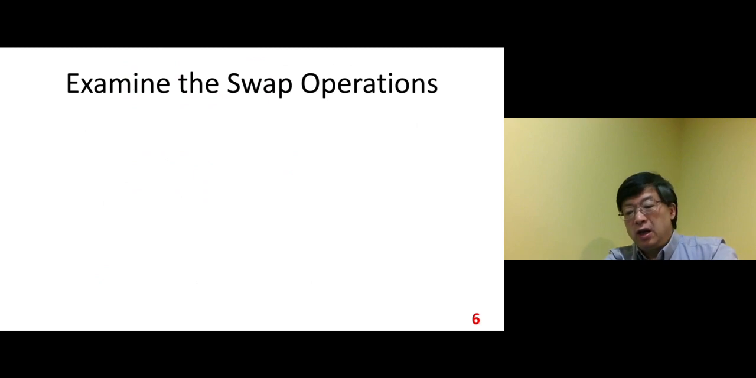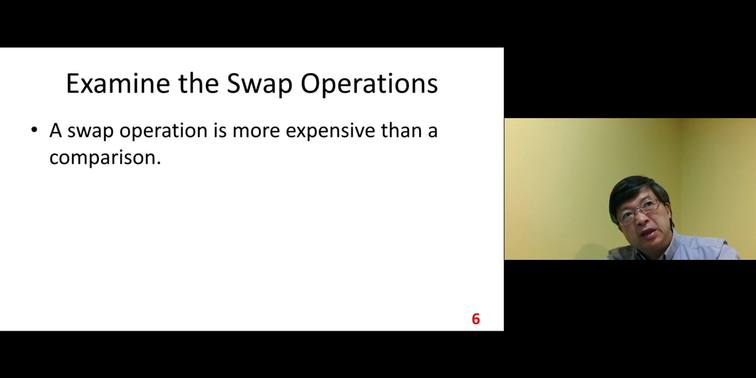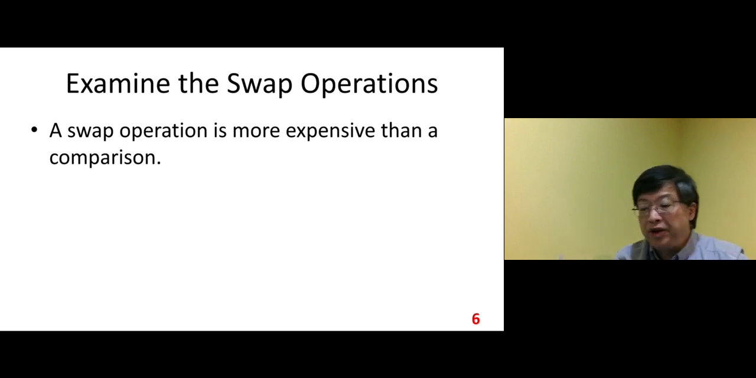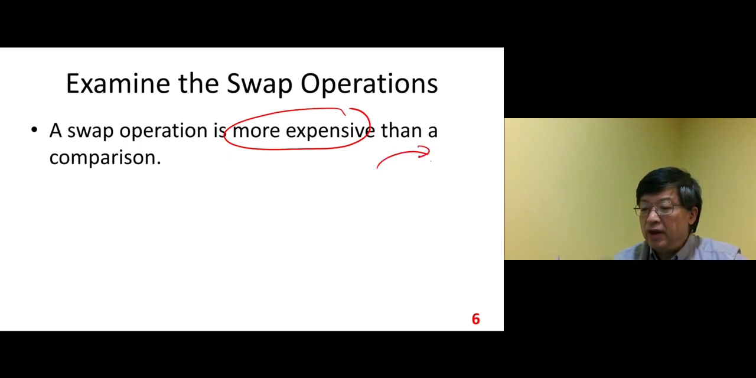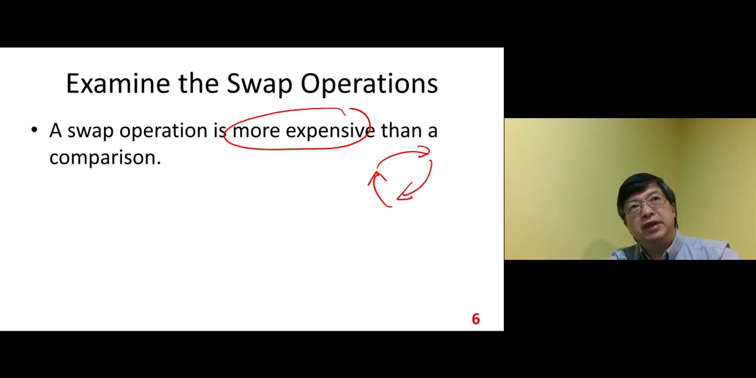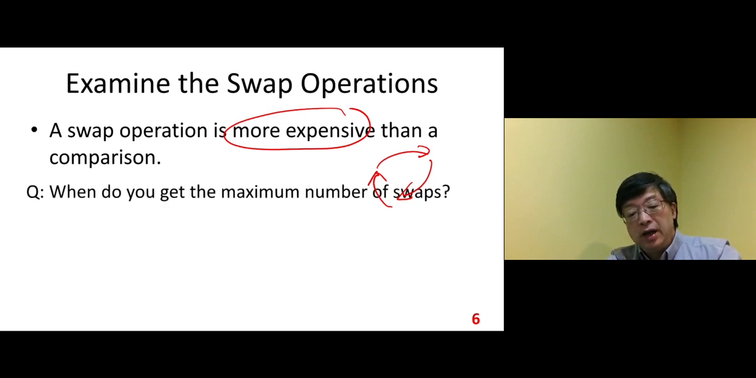All right. Examine the swap operations. We have swap operations, but how many? It depends on the input. A swap operation is more expensive than a comparison. We know that. We need to make a copy, so that's slower than one comparison.